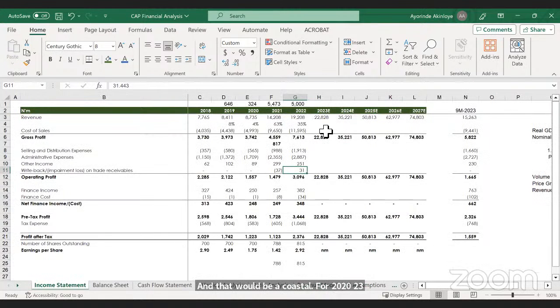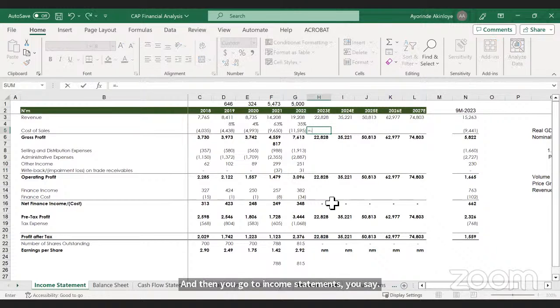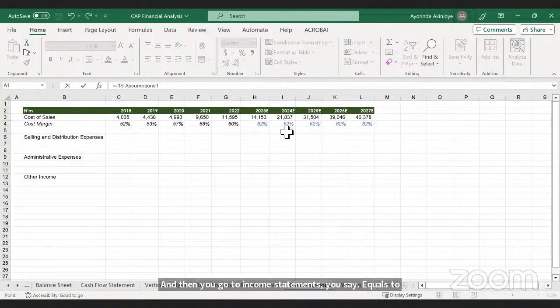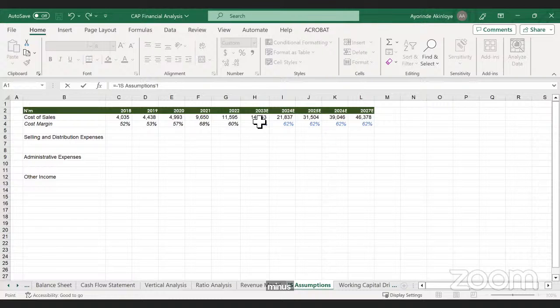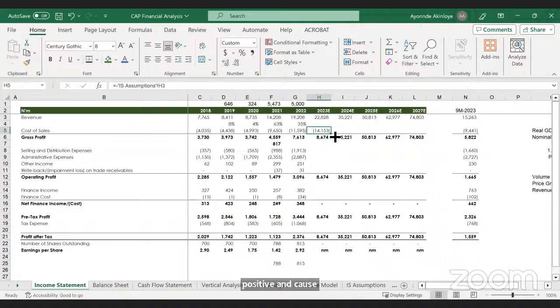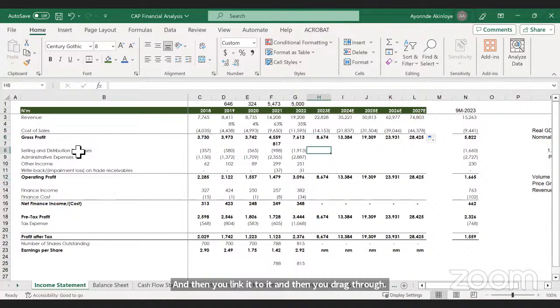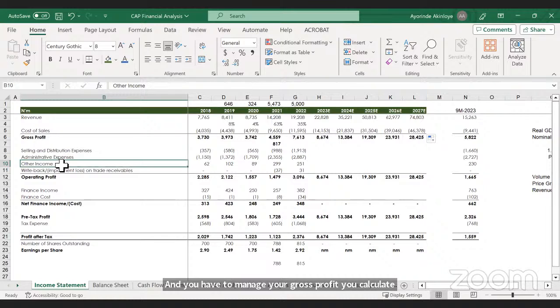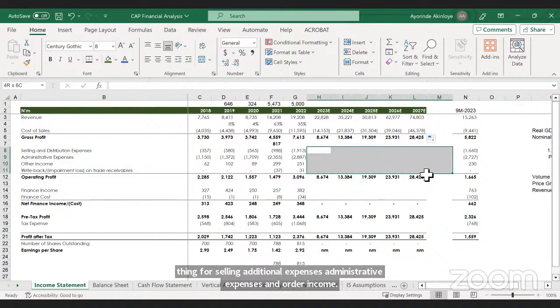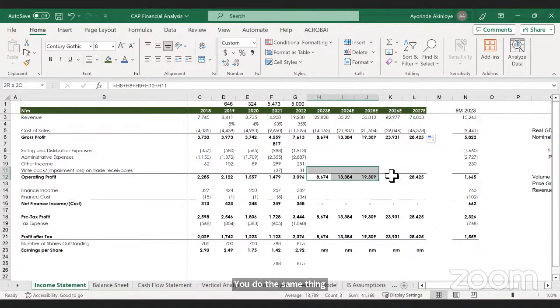Then you go to income statement, you say equals to minus. Remember, I'm putting minus because our figure here is positive and cost of sales should be negative. So I put minus in front. And then you link it and then you drag through. And then automatically your gross profit you calculate because you just subtract. So you do the same thing for selling and distribution expenses, administrative expenses, and other income. You do the same thing for all those items. And then you have all your figures for the year, and then you have your operating profits.